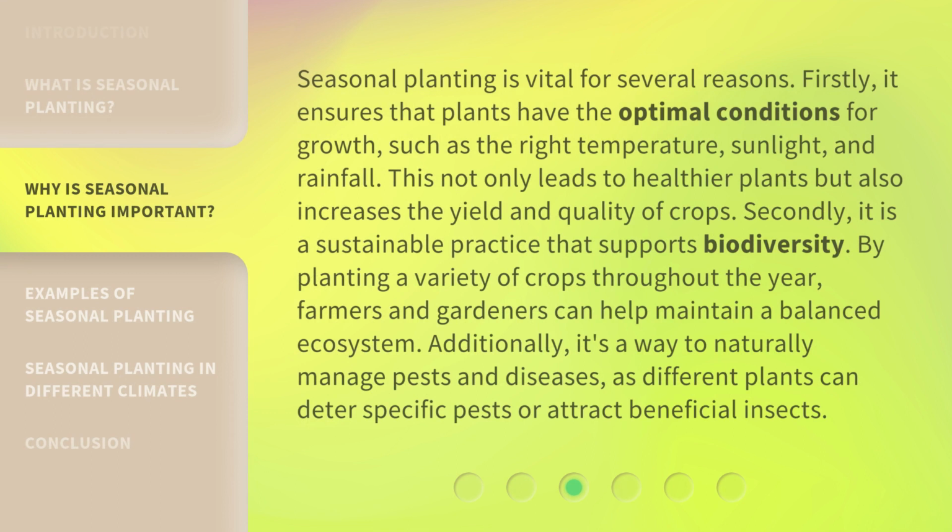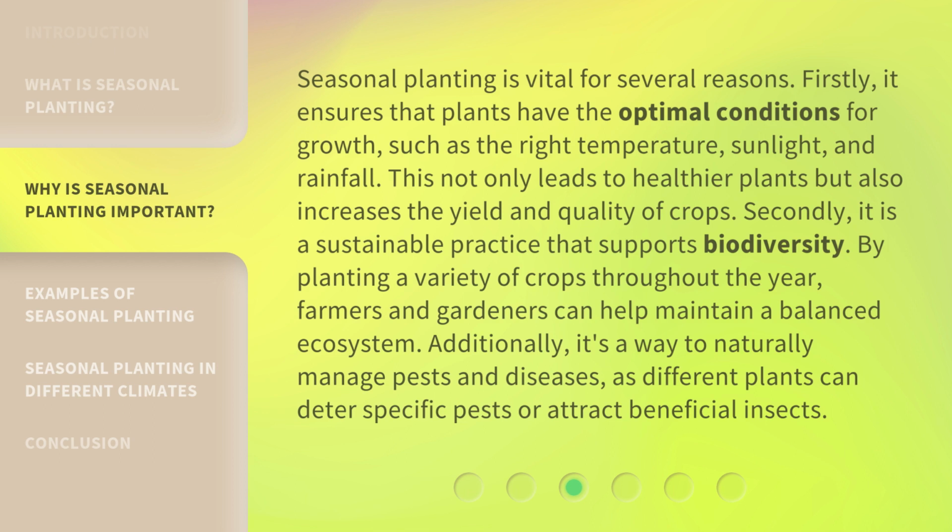Seasonal planting is vital for several reasons. Firstly, it ensures that plants have the optimal conditions for growth, such as the right temperature, sunlight, and rainfall. This not only leads to healthier plants but also increases the yield and quality of crops.